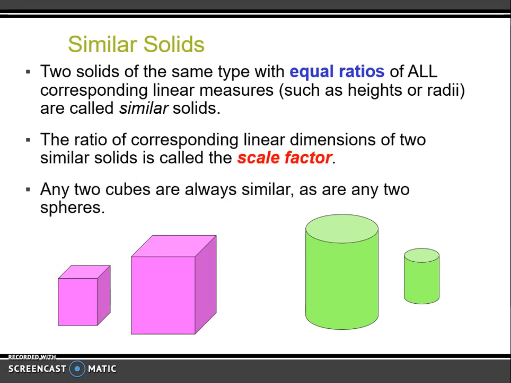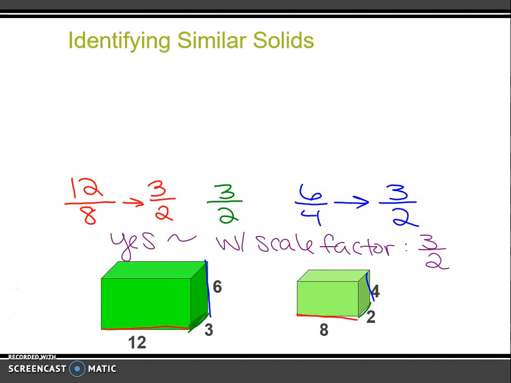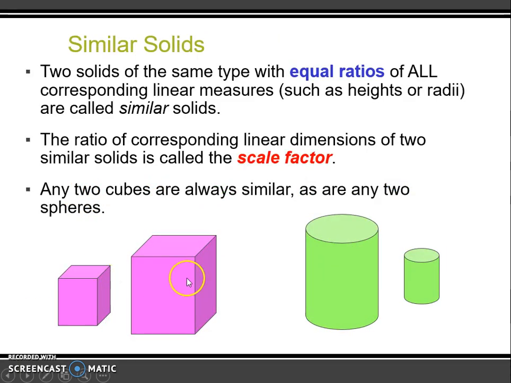So take a look at these cubes. Any two cubes are always similar, as are any two spheres. So here you have, this one is similar to that.